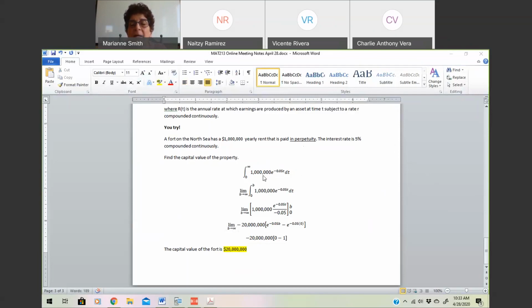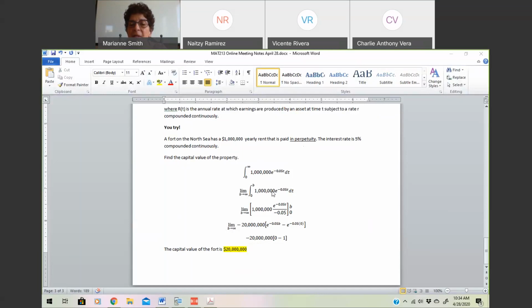Here's the formula for capital value with my numbers plugged in. The 1 million is my R of t. It's the rate at which I'm generating rent. Here is the continuous compounding at 5%, e to the minus 0.05t dt. And I'm integrating from 0 to infinity, so I'm taking a limit as b approaches infinity of this integral, right?